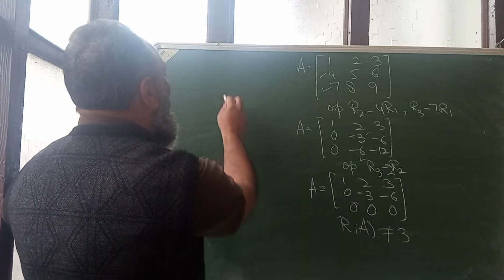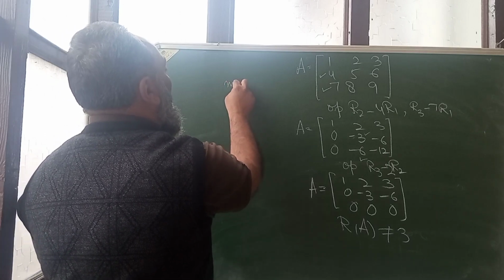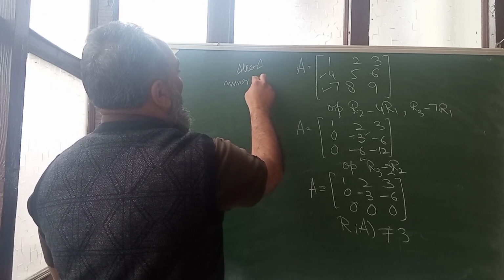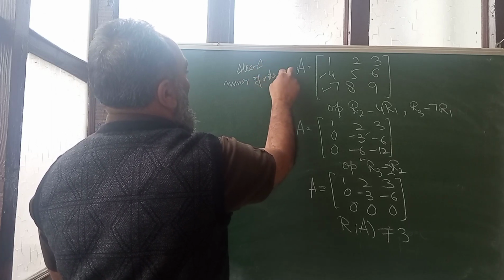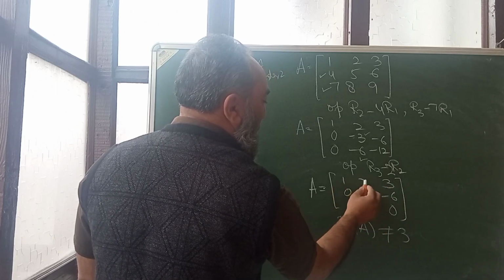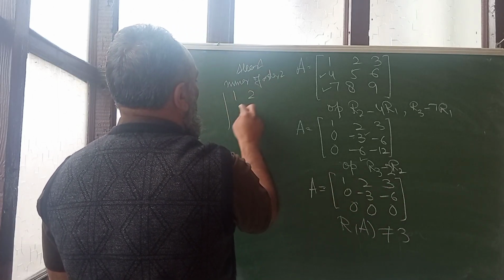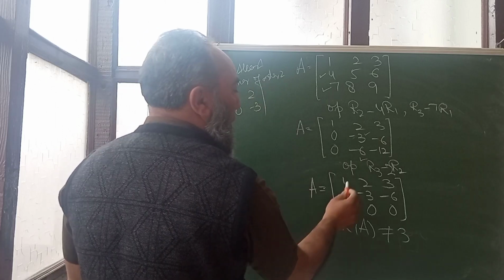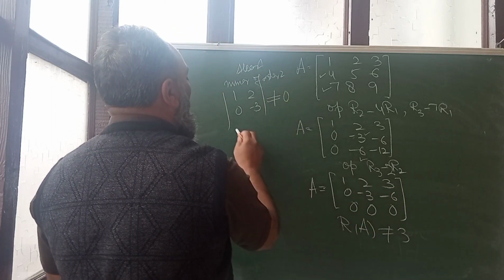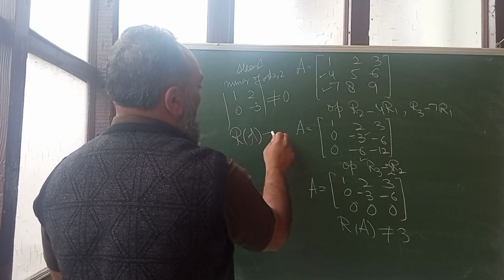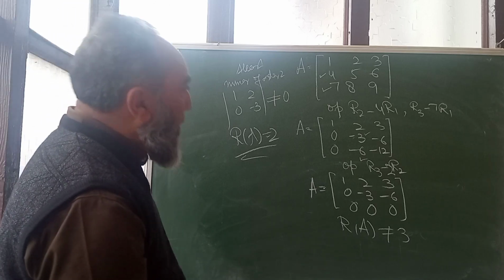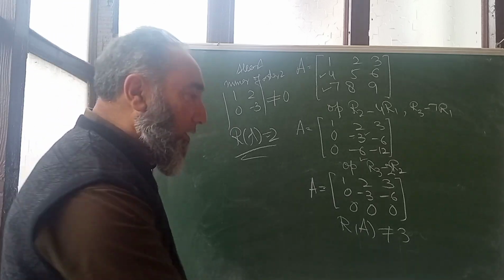There is at least one minor of order 2. What is that? Say this one: 2, 3, 3, 6, or 1, 2, 0, minus 3, or 1, 3, 0, minus 6. Whatever you like, this is not equal to 0. So rank of A is 2. Fine? Okay. Now let me take another example which I have already discussed.